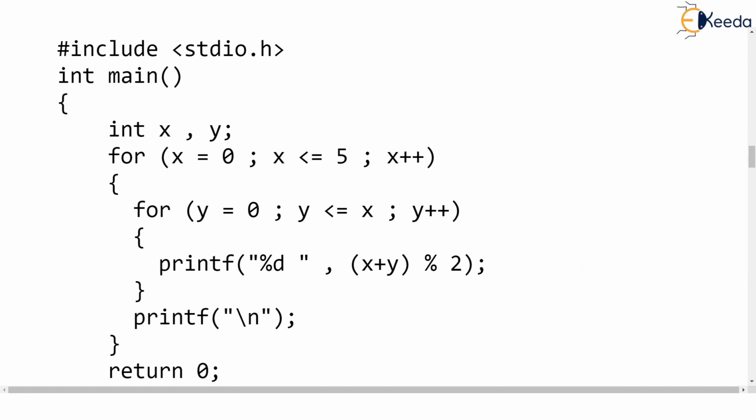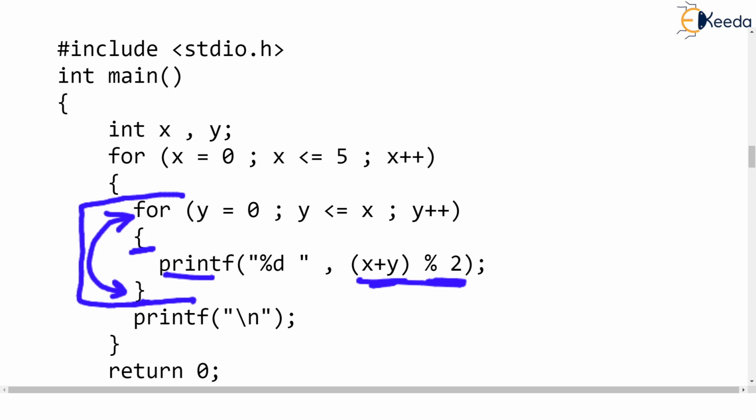And now there is a statement written inside the inner for loop. You watch, the inner for loop is supposed to repeat only one line, which prints (x plus y) percent 2. That is the remainder we are printing. And when the inner for loop ends, only then the printf new line will be done, and we will go back to the outer loop. So let's write again the values of x and y.